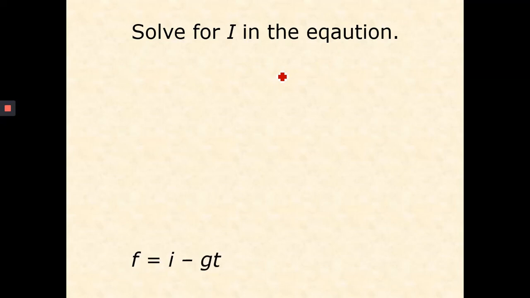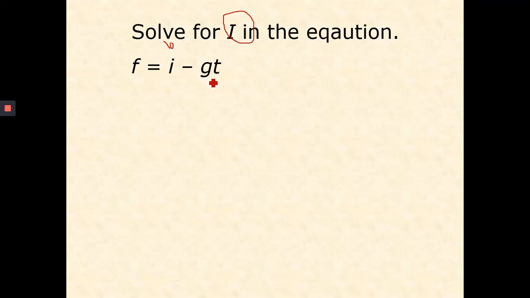So we have here, solve for I in the equation F equals I minus gt. We are solving for I, this one. We're going to isolate it. So therefore, we need to get rid of negative gt. And we need to get the opposite. And what is the opposite? Positive gt. Okay, so we're going to write positive gt on both sides of the equation.